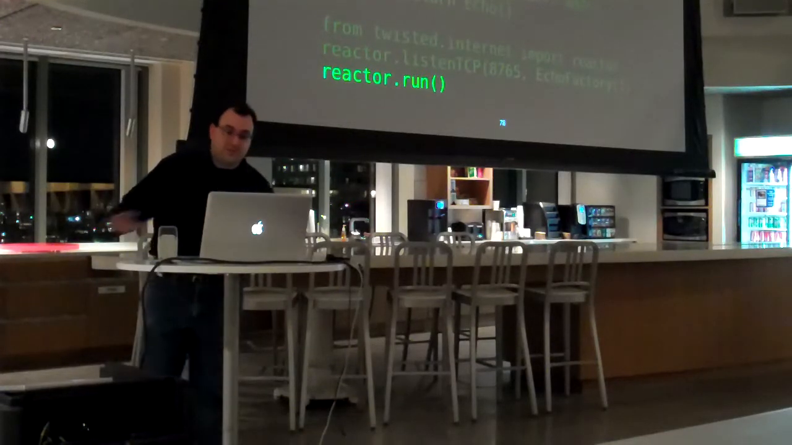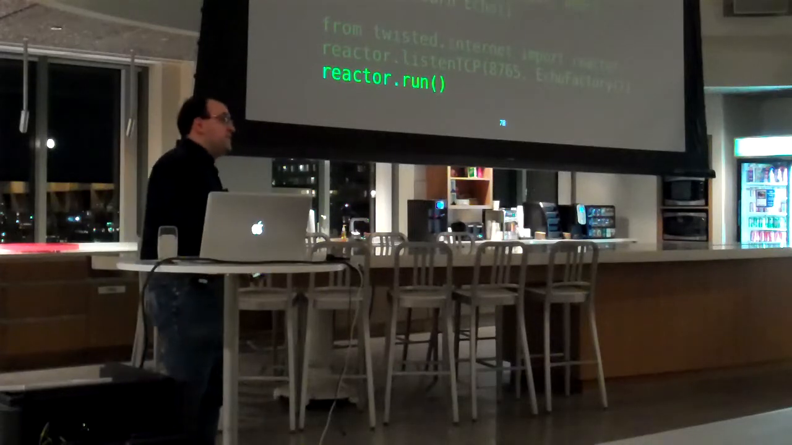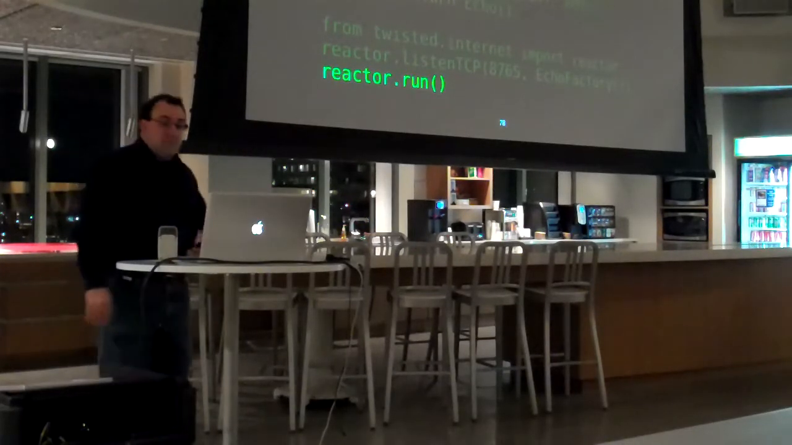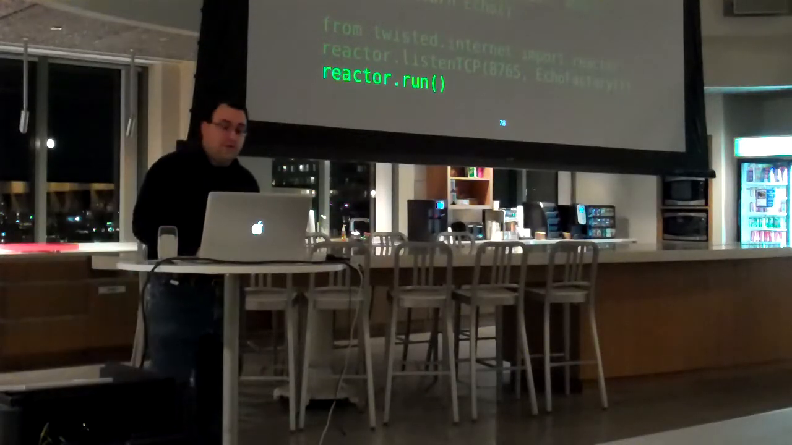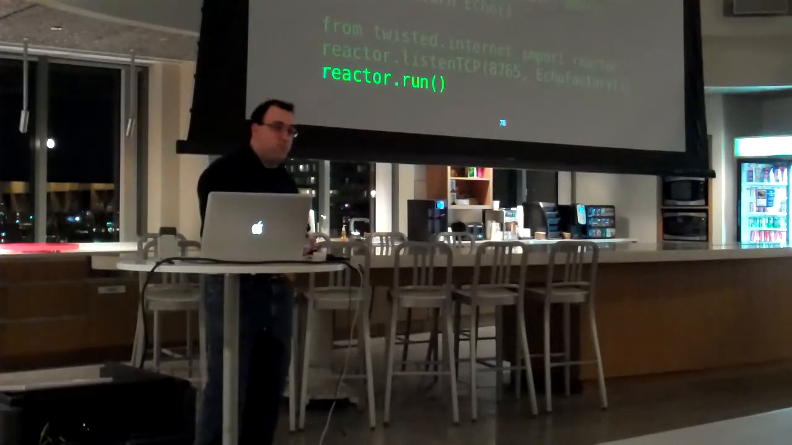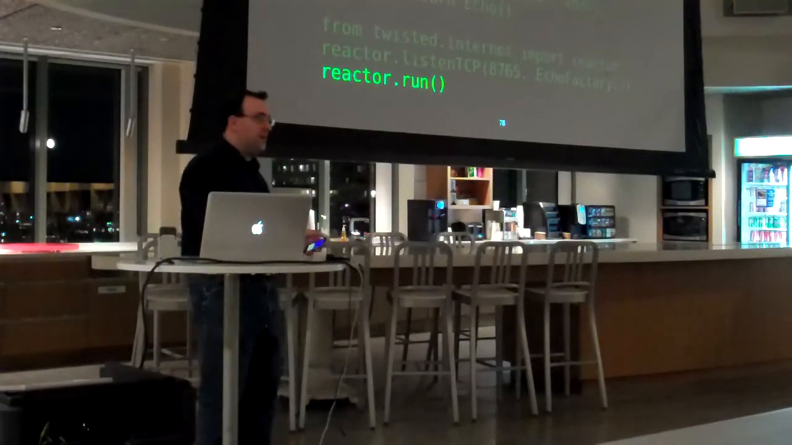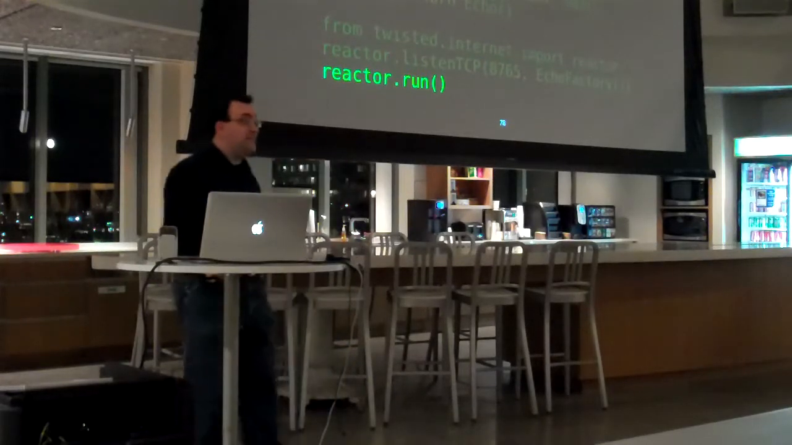Then you need to run the reactor. This is what actually starts the whole show. And this is where a lot of confusion about Twisted comes in. I really want to stress this is not something you should be doing very often in Twisted code. You can call it exactly once per process lifetime. When you have run the reactor, it's running. Once that function returns, once you call reactor.stop, it's time to exit.